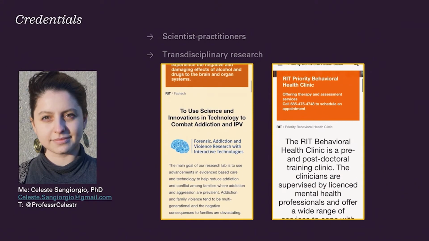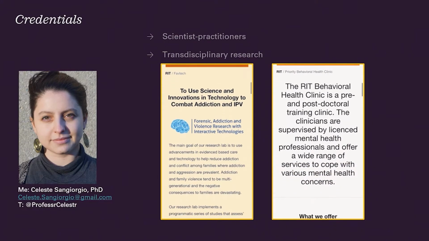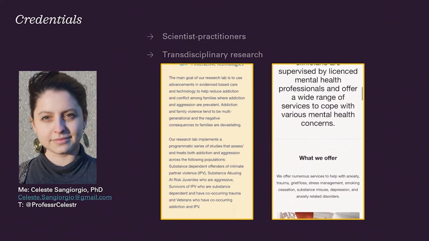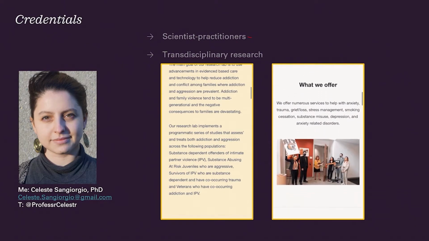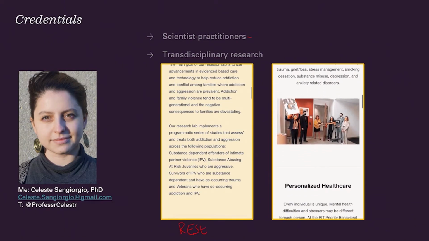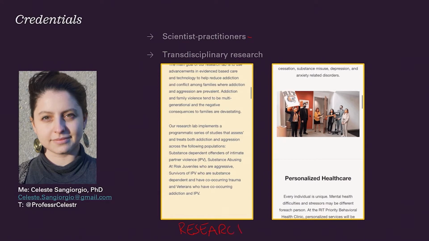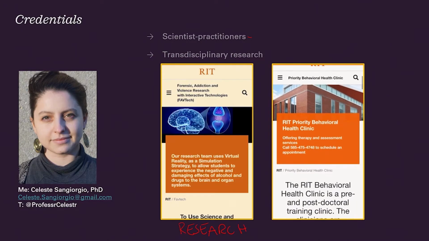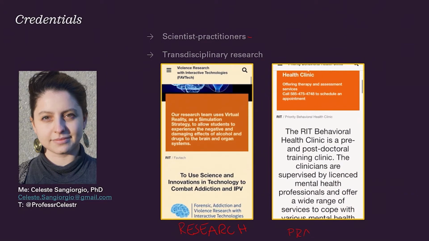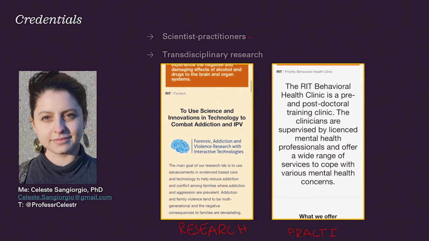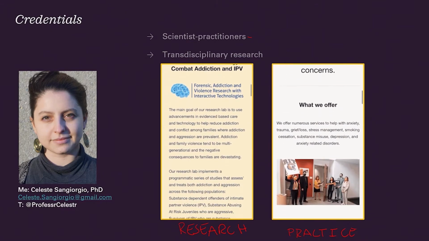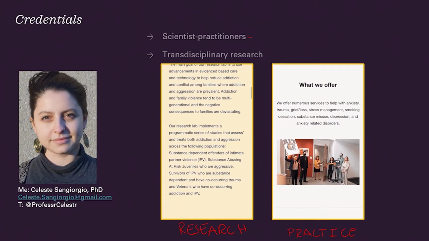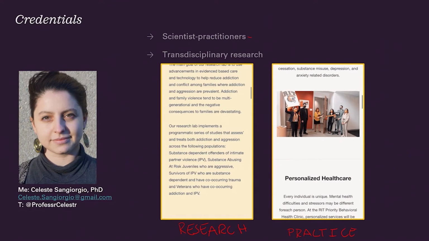These are our credentials. Everyone out of Rochester Institute of Technology, everyone on our RIT team is a scientist practitioner. What that means is that they split their time between research, which is specifically clinical trials on personalized healthcare technology, so eHealth treatments for aggression and substance use and within homeless populations, and clinical practice, which means that everyone on our team sees patients. As far as my credentials, this is a 9-minute presentation, so it's quite short, but I am a postdoctoral clinical psychologist at RIT.